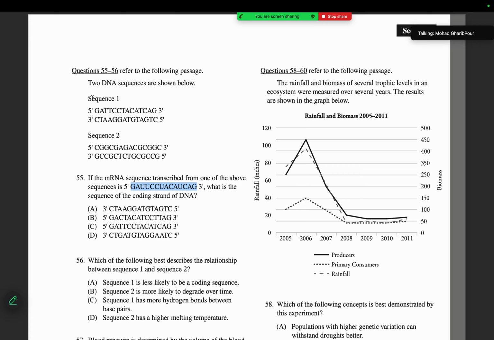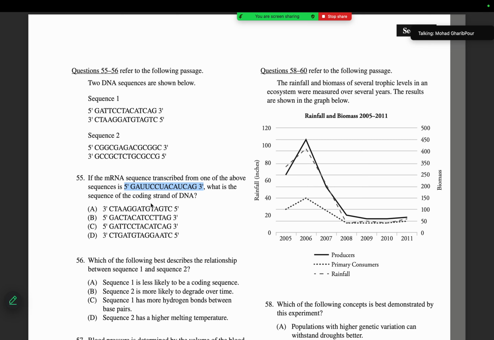2. Okay, so these two are DNA sequences. And this is an mRNA sequence that came from one of the above sequences. And the question is, what's the sequence of the coding strand? The template strand has to be antiparallel.